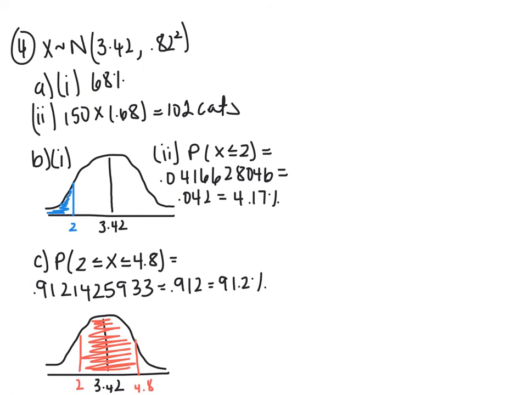Part C asks the probability the cats weigh between 2 and 4.8 kilograms. So again, draw your normal curve, shade everything in the middle, plug it in your calculator, and you end up with 0.912 or 91.2%.